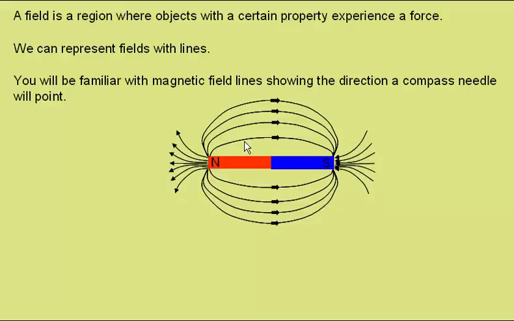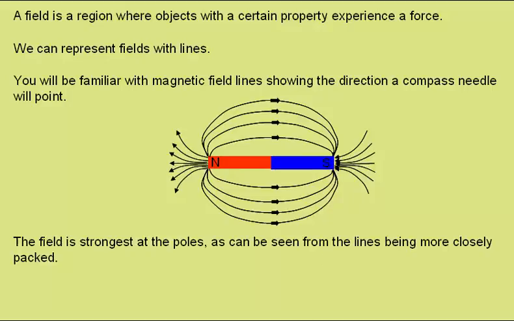So wherever we placed a compass, it would point in the direction of the line as shown, coming out of the North Pole and into the South Pole. The field is strongest at the poles, as can be seen from the lines being more closely packed together at this point.